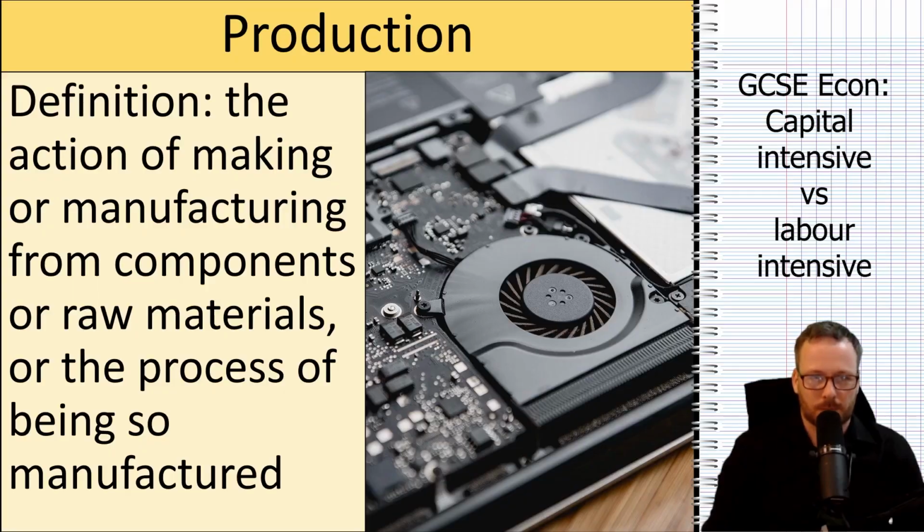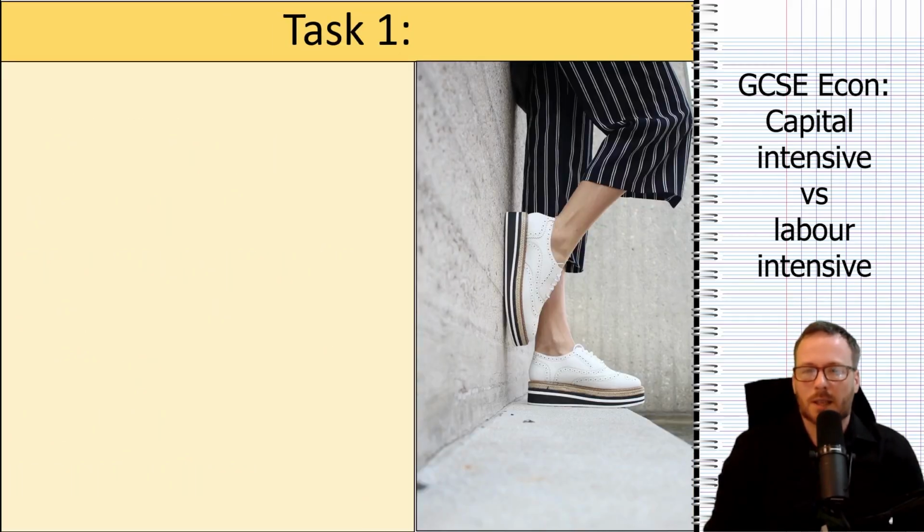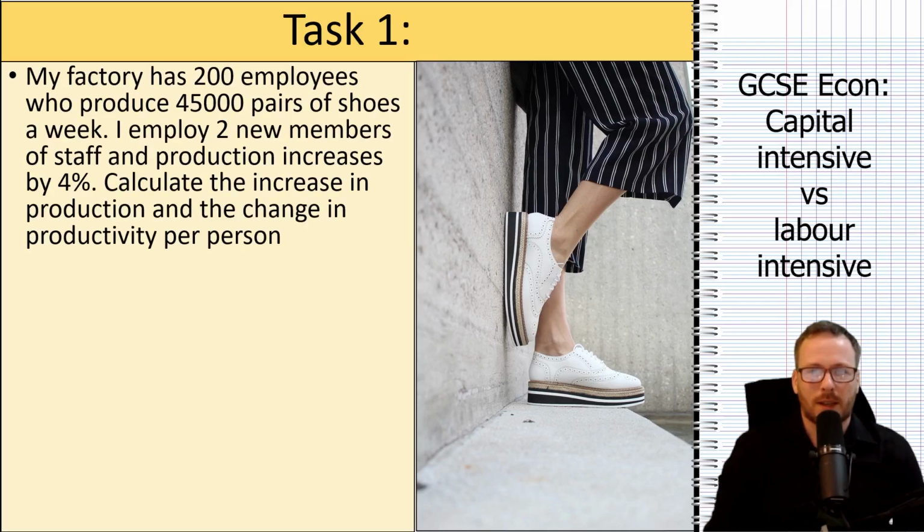Now, production. This is literally the process of manufacturing. That's it, the process of manufacturing. So here's a task for you to understand this distinction a little bit better. I have 200 employees that make 45,000 pairs of shoes. I employ 2 new members of staff and the production increases by 4%. Calculate the increase in production and the change in productivity per person.